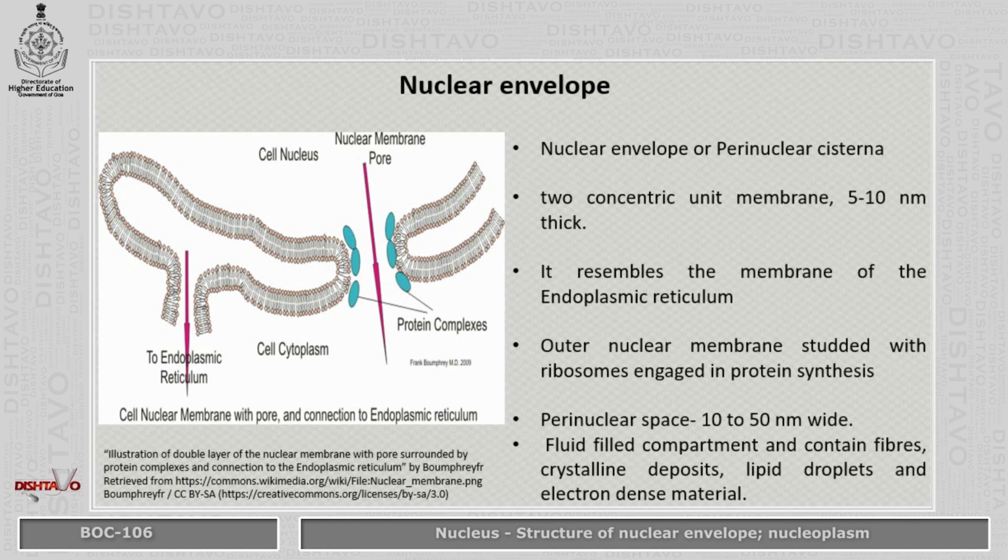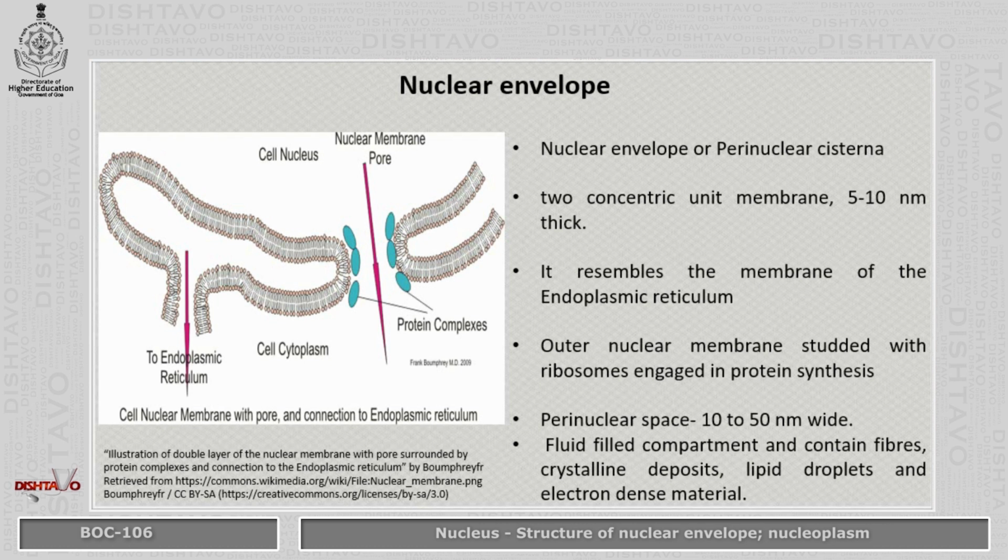Nuclear envelope is also called the perinuclear cisterna. It is made up of two concentric unit membranes, outer membrane and inner membrane, each about 5 to 10 nanometer in thickness. It resembles the membrane of the endoplasmic reticulum, and you can relate it to the evolution of the cell, why they are showing the biochemical resemblance to the endoplasmic reticulum. Outer membrane of a nucleus is studded with ribosomes engaged with protein synthesis.